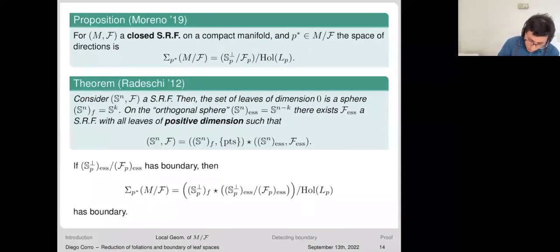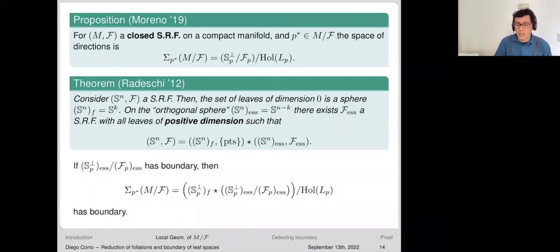But now using this description, we see that if the quotient by the essential foliation has boundary, then the space of directions must have boundary. Why? Well, this object would have boundary, and then we're just identifying by isometries. So we cannot get rid of that boundary. We might even get more boundary from this other term.